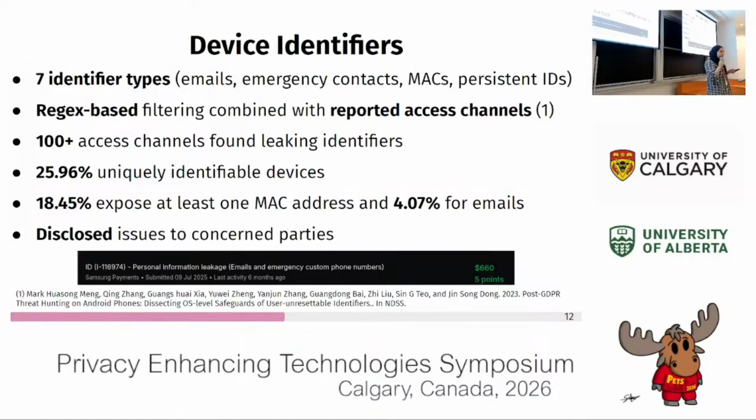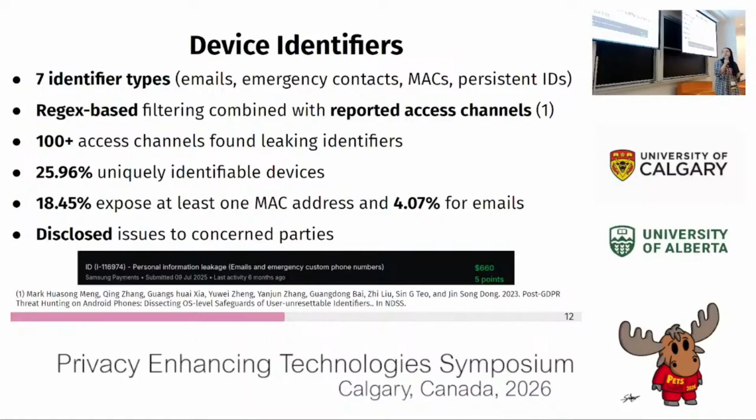Then we tried to analyze our fingerprints. The first thing that we asked is, are there any sensitive identifiers that we could collect? For that, we considered 7 identifier types: emails, emergency contacts, MAC addresses, and some persistent identifiers. We used regex-based filtering and also some access channels that are reported in the literature.